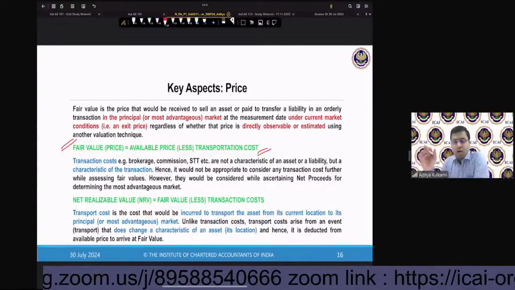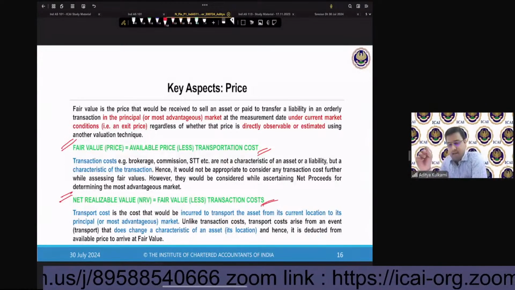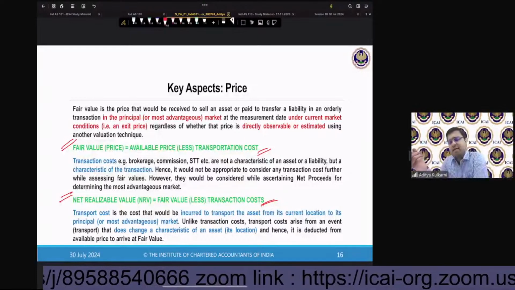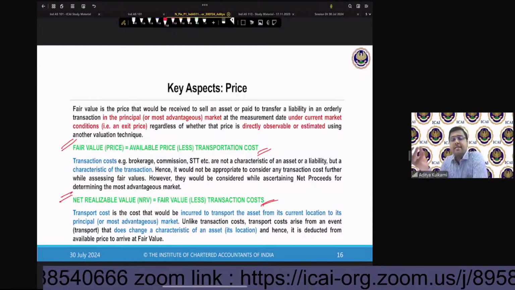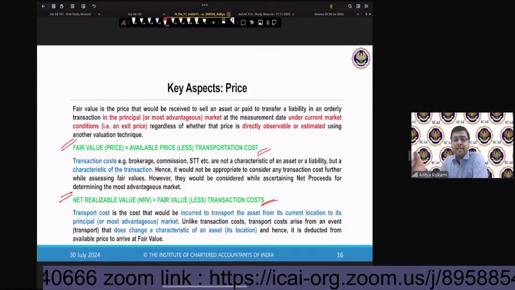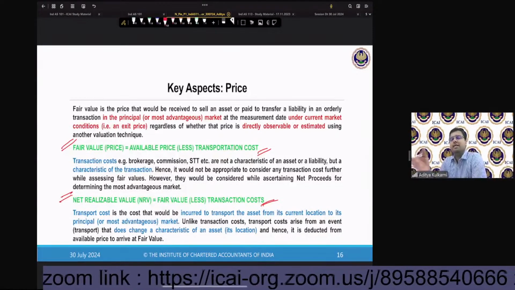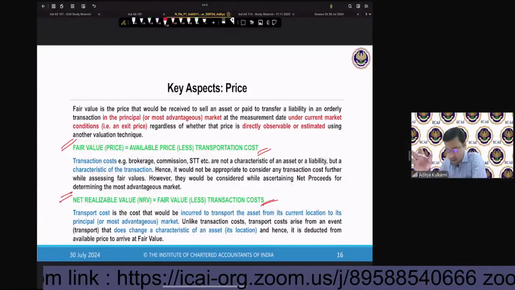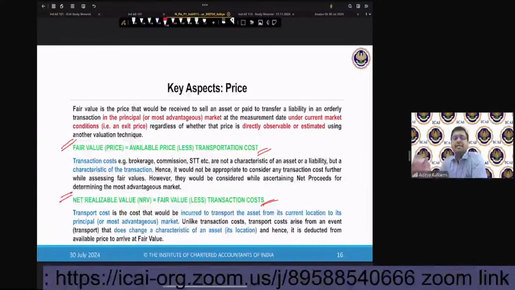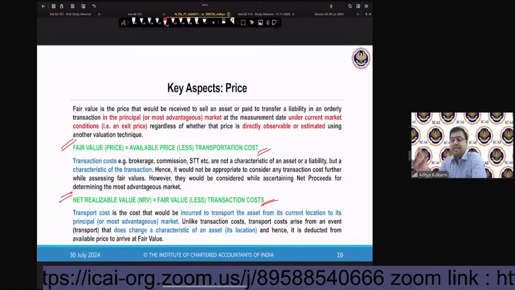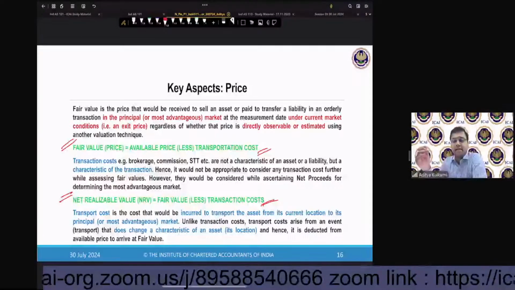If I deduct the transaction cost, it becomes net realizable value. Is the transportation cost entity specific? Answer is no. It is commodity specific. It is the cost that changes the characteristic of the product in terms of its location. So location moves from the existing place to either the principal market or the most advantageous market, and therefore you are changing the location. Changing the location means changing the feature of the asset, changing the characteristic of the asset. And therefore, you are deducting it from the available price to arrive at fair value.